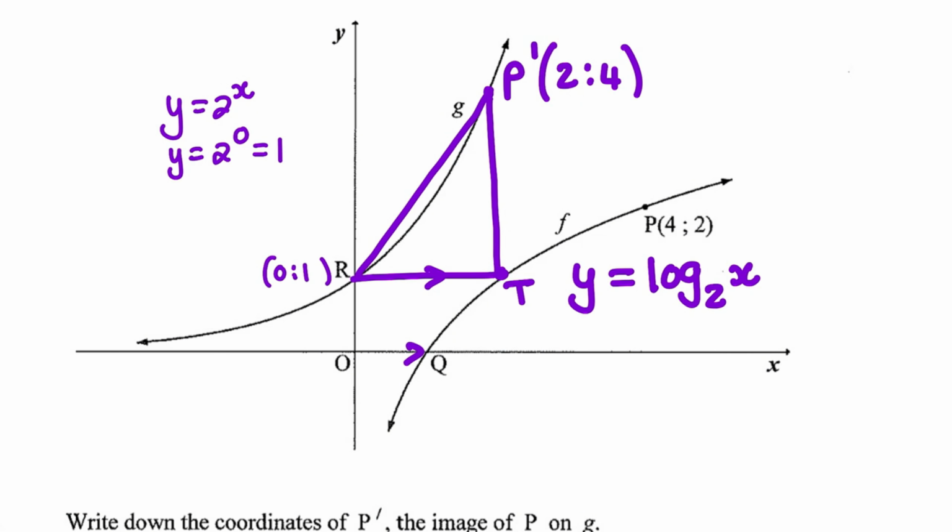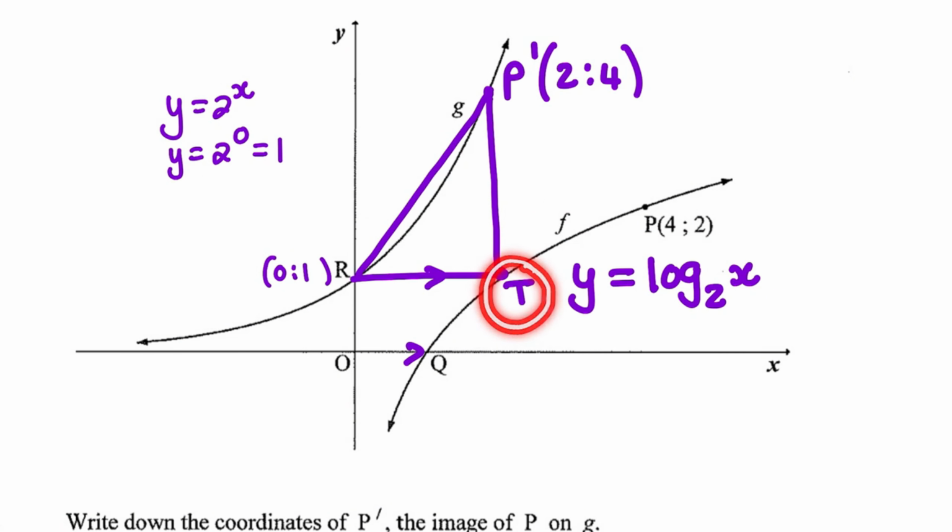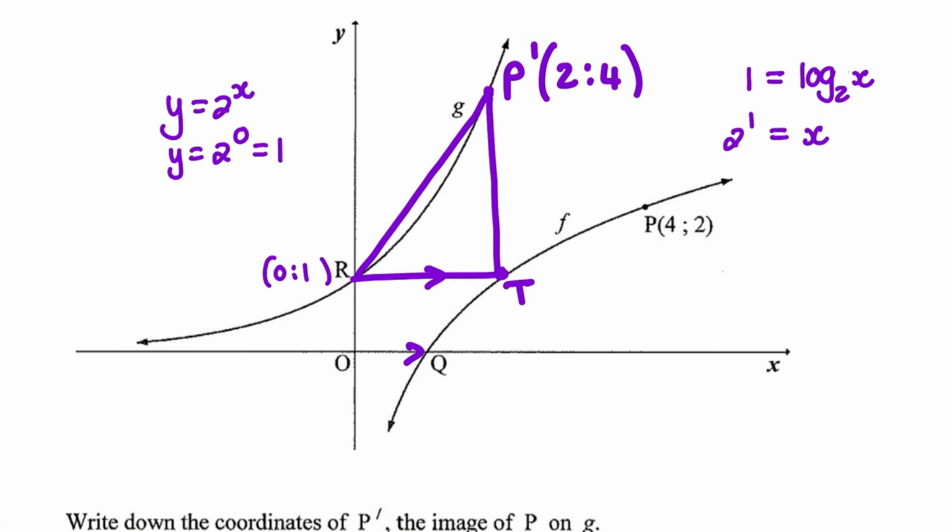And now that I have a y value, I can substitute it into my equation for f, which is y is equal to log 2x, and I can find the x coordinate of T, because we already know that that is parallel. So that means the y value of T is already equal to 1. So let's make y 1 in log 2x. And if I solve for x, I have x is equal to 2 to the power of 1. So therefore, the coordinates of T would be x is 2 and the y value is 1.